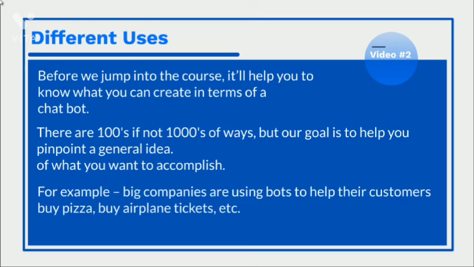For example, big companies are really changing the way that we interact with them via chatbots. And specifically in this case, it's the Facebook Messenger chatbot. But beyond that, they are also using chatbots on their website and so forth. But really, we're focusing just on Facebook Messenger here. But they're doing things like helping customers buy pizza, buy airplane tickets, even hotels.